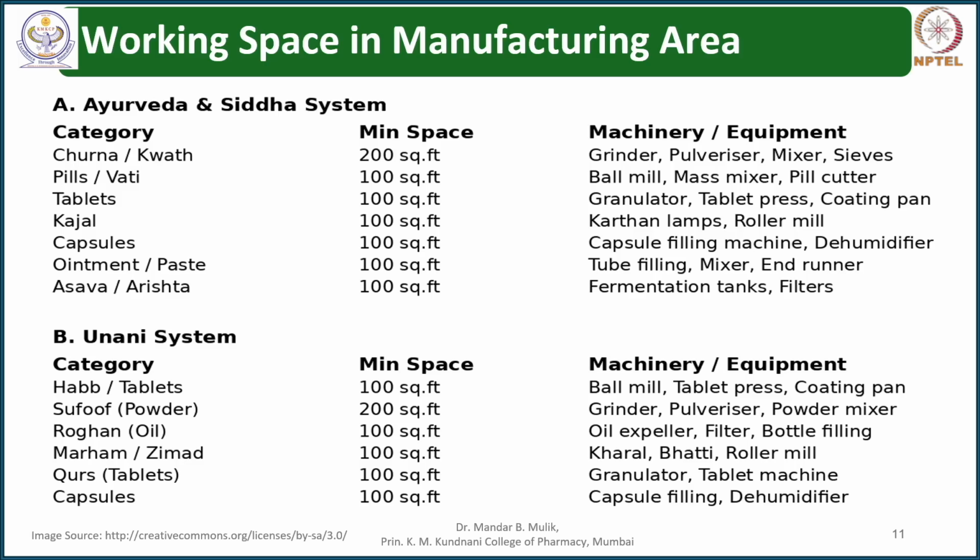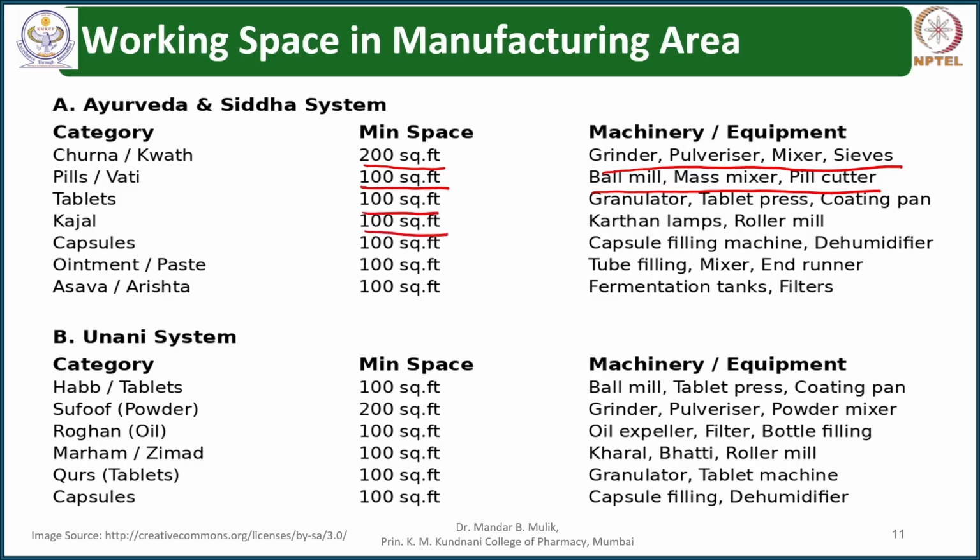The churna or kwath manufacturing area needs 200 square feet of space. In that, the grinder, pulverizer, mixer and sieves will be situated. Like that, pills and vati require 100 square feet, where a ball mill, mass mixer and pill cutter are required. Tablets again require 100 square feet. Kajal production requires 100 square feet.